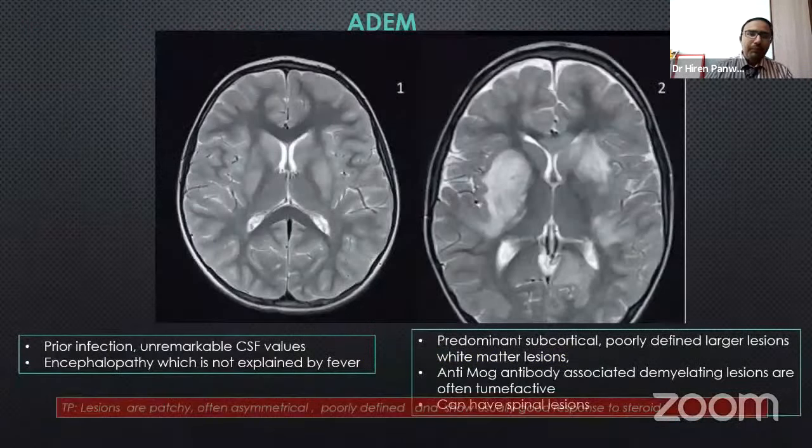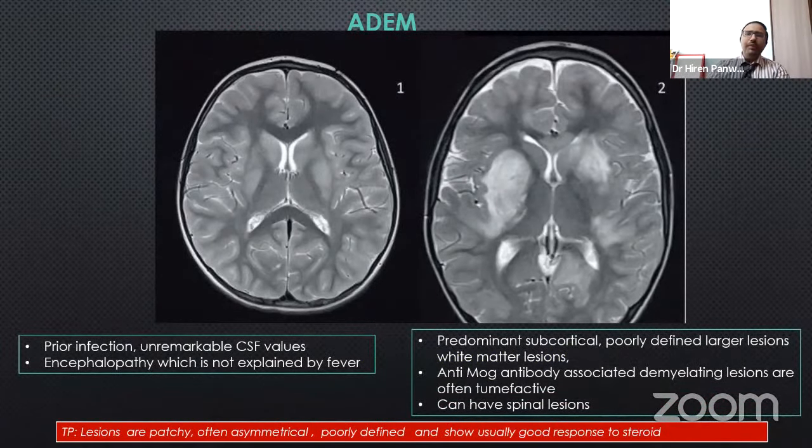Okay. Then moving on to ADEM, this is a classical example of how it can involve. The usual history will be that the child will have a prior upper respiratory tract infection 1 week or 2 weeks before. If you do CSF, the CSF will be unremarkable. There won't be any high cells. But the child would have presented with encephalopathy, which would have been followed by fever or something.